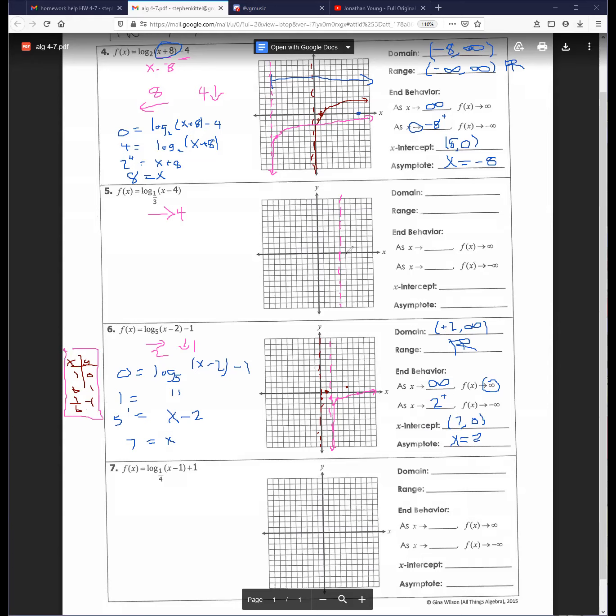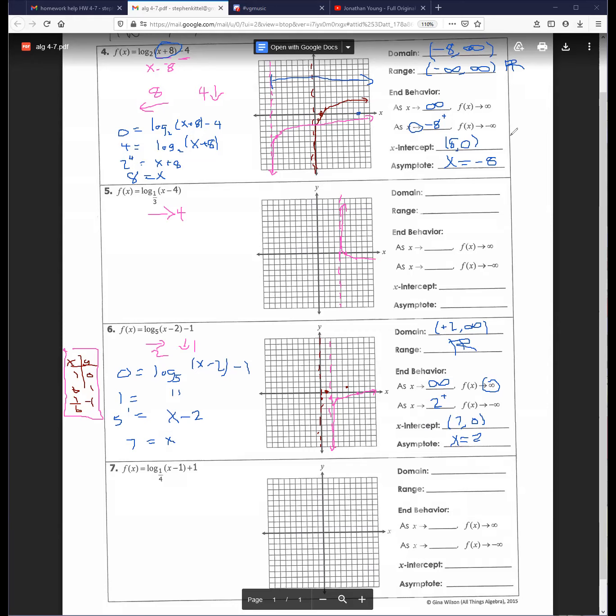We're going to go over by 1. We're going to go up by 1 and over by b. B is a third. We're going to go down by 1 and over by 1 over b. 1 over 1/3 is 3. So down 1 over by 3. And it's going to look something like that. It's upside down. Because we use a fractional base, it flipped it over.